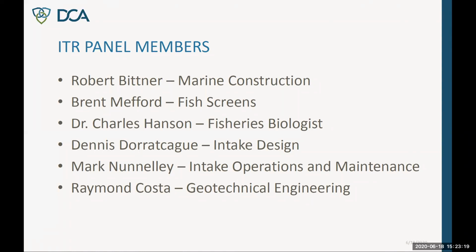And then Ray Costa is a geotechnical engineer. The intakes obviously have a lot of embankment work, levee, flood control type work, so he brought that perspective to considering the intakes. Now, a lot of the levee work is a little premature for this first intakes ITR, but we wanted to keep the group well-rounded from the get-go. So anyway, those are the panel members that got together and spent the 3 days.